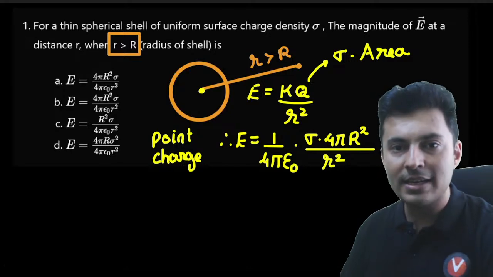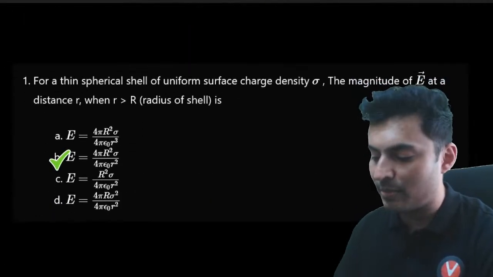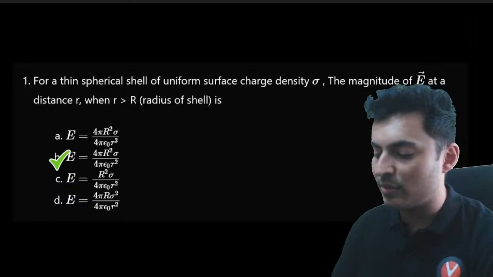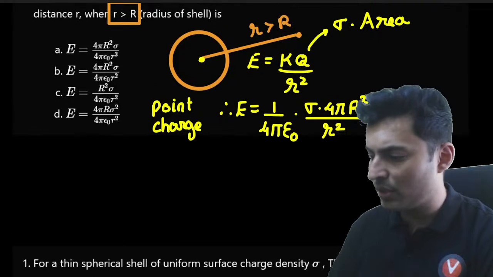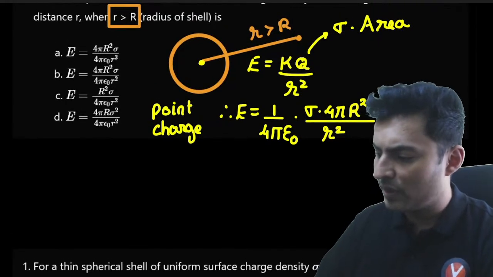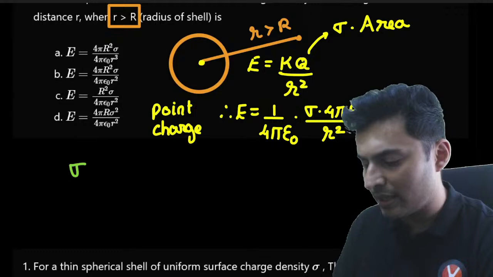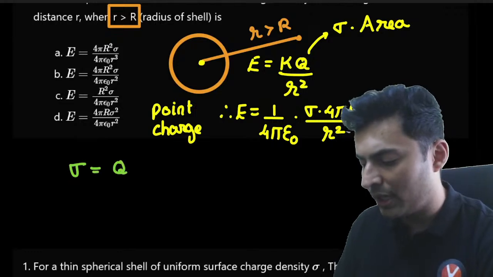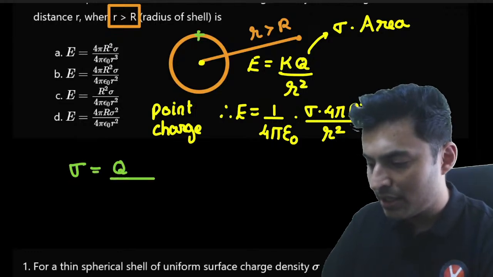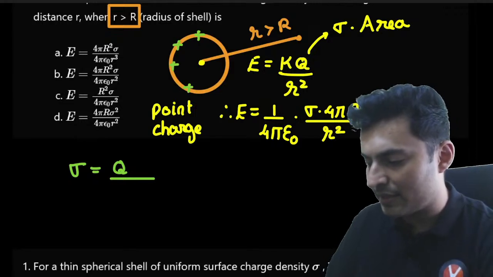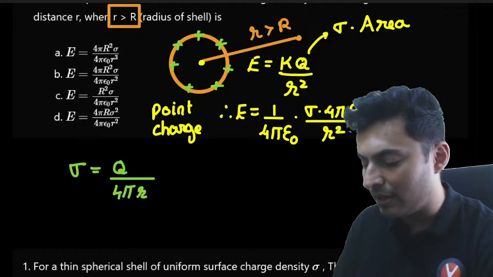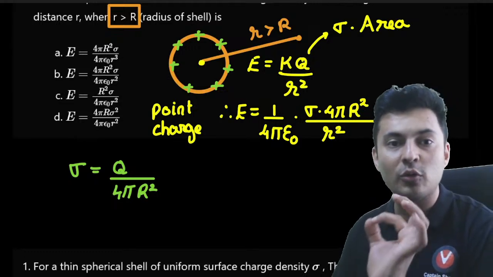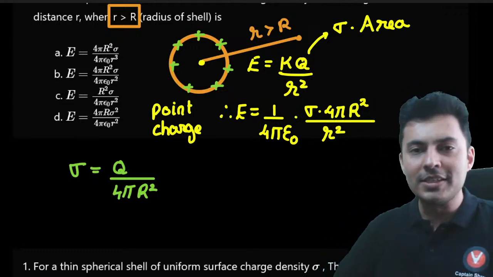I hope this is very, very clear. Everybody got this. So it is answer B, I suppose: 4 pi capital R square sigma by 4 pi epsilon naught small r square. Everybody understood? I got this because of the definition of sigma. Remember, sigma is charge per unit area. And remember, the charge is only there on the surface, not anywhere else. Don't put small r square. It is 4 pi, it is not small r square. It is capital R square. That's why the charge was sigma times 4 pi capital R square. All right, I hope this is very, very clear.